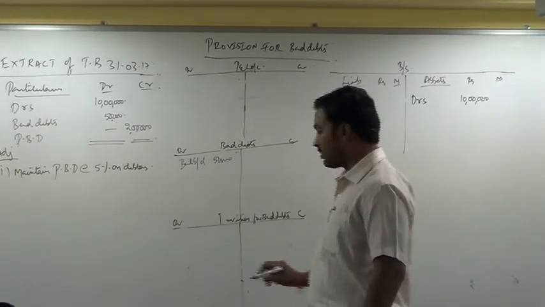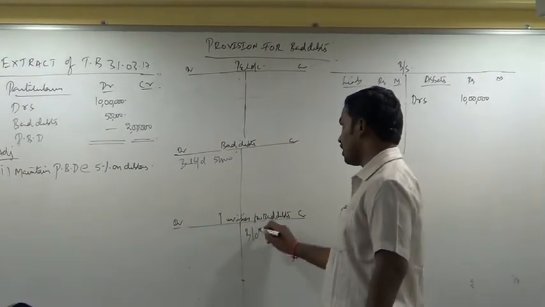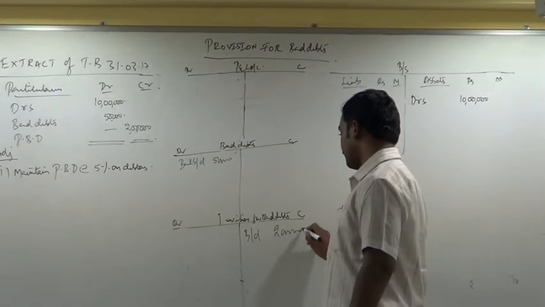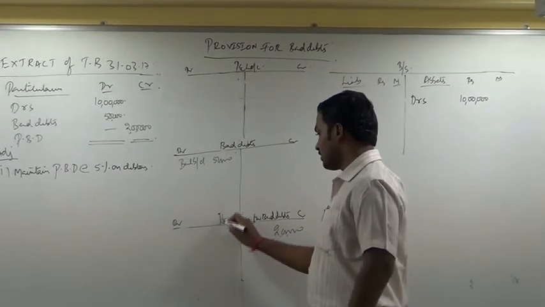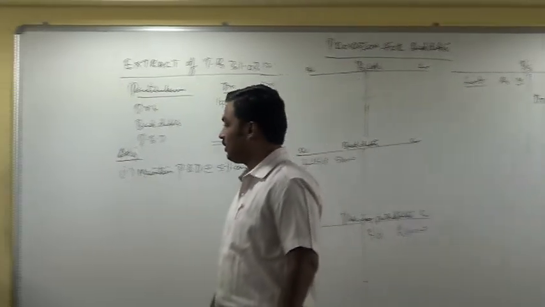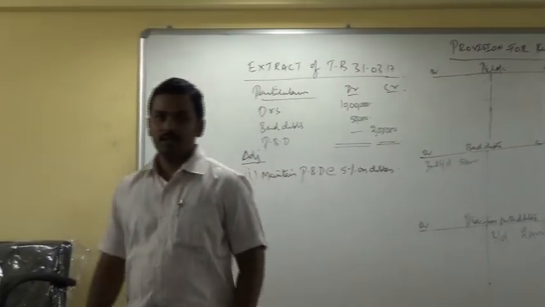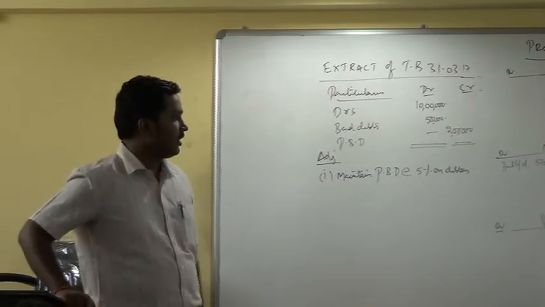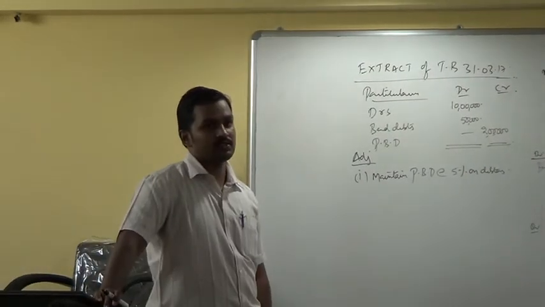Provision for bad debts is showing a credit balance. By balance brought down. How much? 2 lakh. Provision for bad debts, credit balance of 2 lakhs.